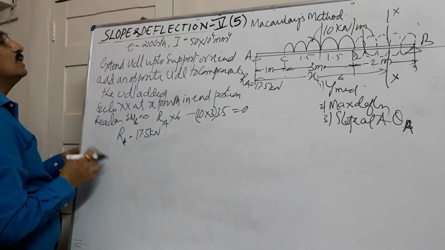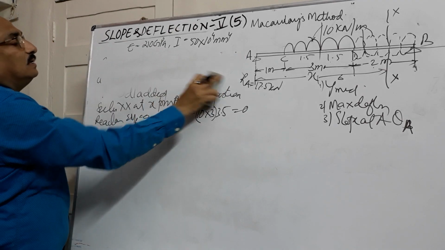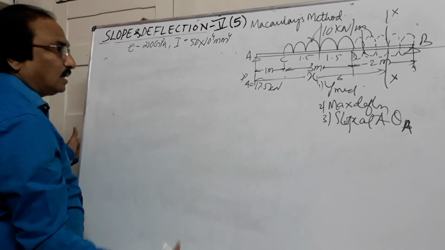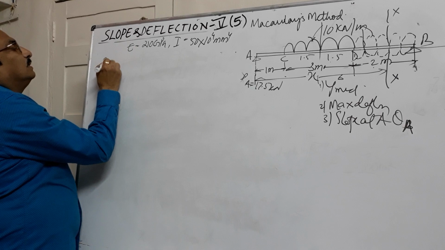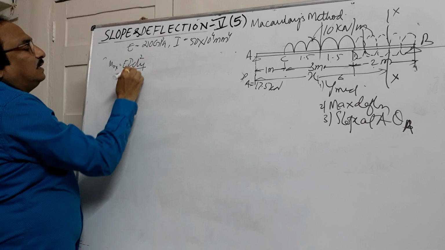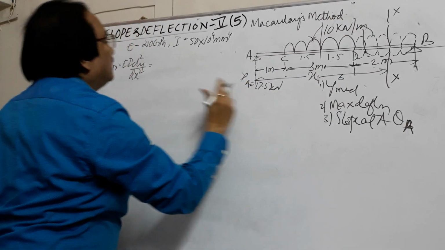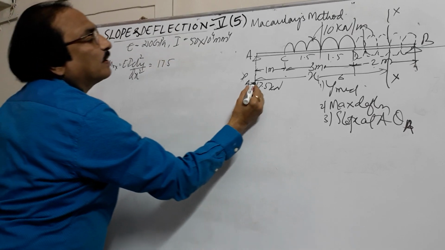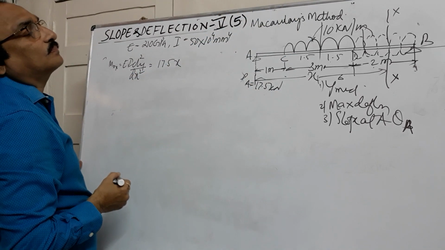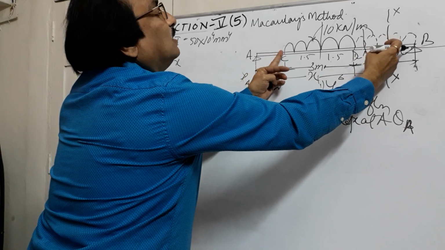Now here we'll go with Macaulay's method. Remember, whenever there is a UDL not reaching the support, first make it reach the support. Now we'll take the moment at the section XX, and we know the moment is given by EI d2y by dx square equals, taking moment about this section, 17.5 into the perpendicular distance x, clockwise. Then I'll come to this UDL. Now see, the UDL is cut here. So this is the UDL that is acting.